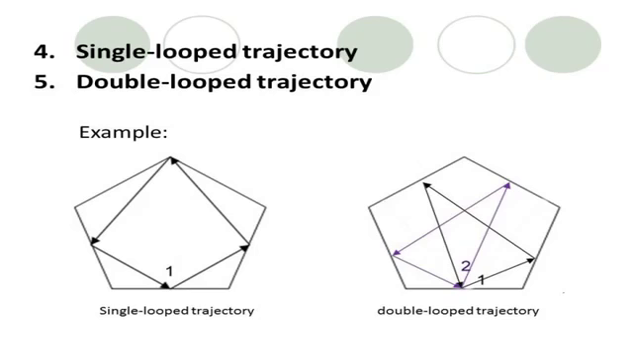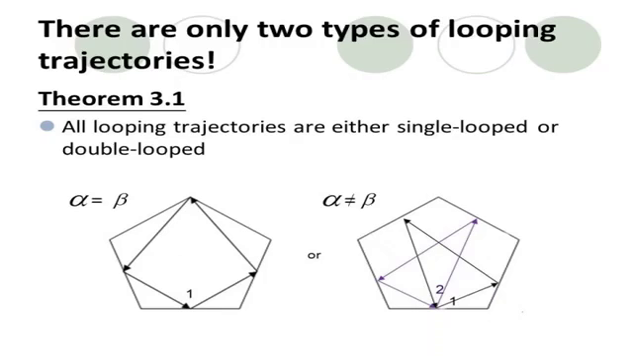We only define two types of looping trajectories because we prove an important theorem saying that all the looping trajectories are either single loop or double loop. If the returning angle is equal to the emitting angle, the trajectory will be a single loop trajectory. If the returning angle is not equal to the emitting angle, the trajectory will be a double loop trajectory.